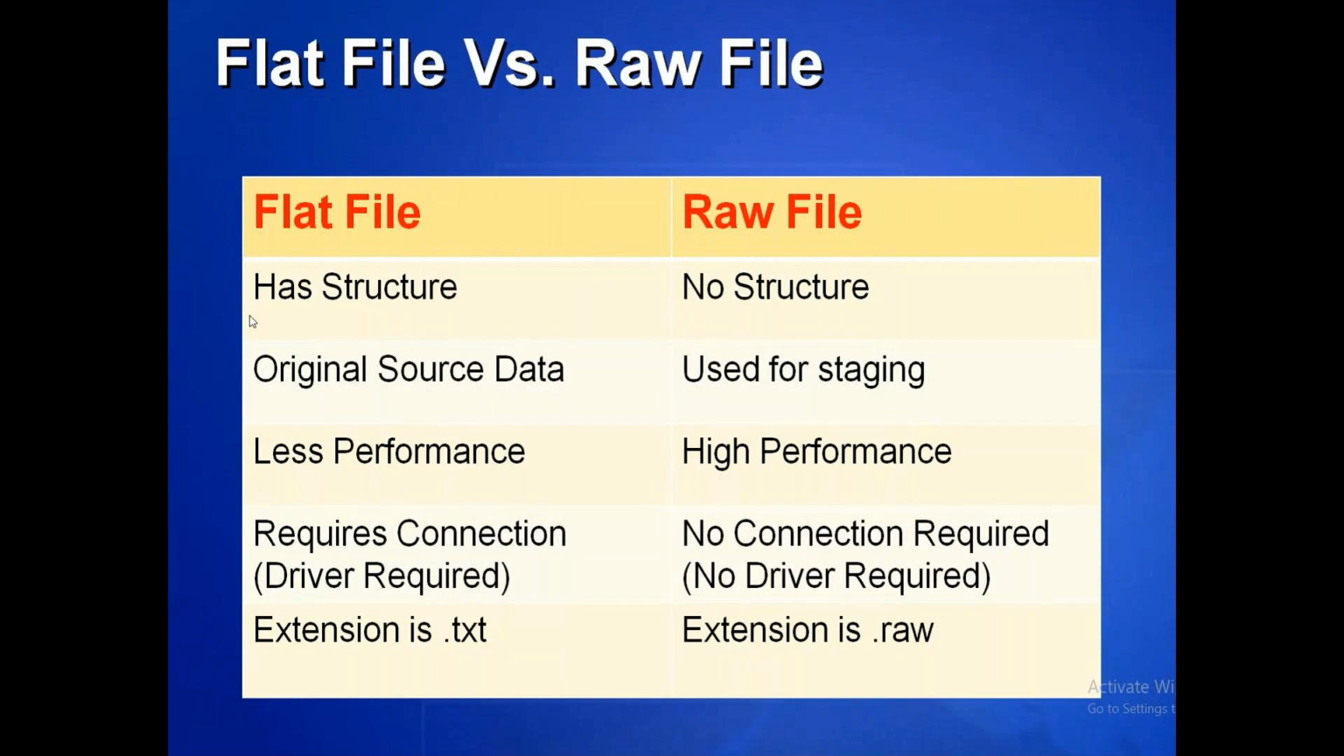Okay, so less performance in a flat file, high performance in the raw file. Flat file requires a connection, so a driver is required. But raw file does not require any connection, no driver is required. The extension for flat file is .txt, and the extension for raw file is .raw. So this is the difference between flat file and raw file.